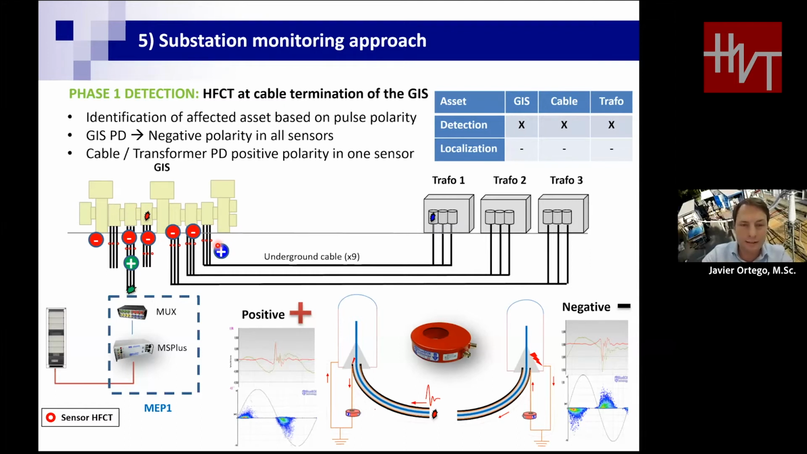And the last example, if we have a PD coming from the connection of one of the transformers, like the blue defect, we will have positive polarity in the cable connecting the transformer and negative polarity in the rest of the cable. So it's very easy, just detecting the PD and analyzing the polarity, we will discriminate between cables and GIS, okay? So we have a good solution with the minimum investment to detect any problem of the installation.